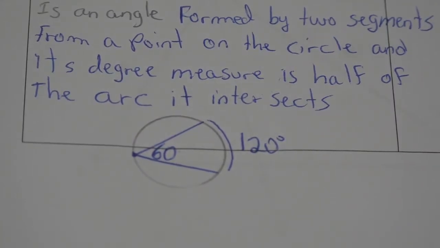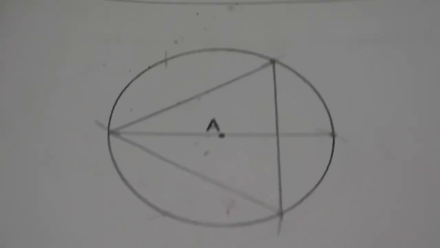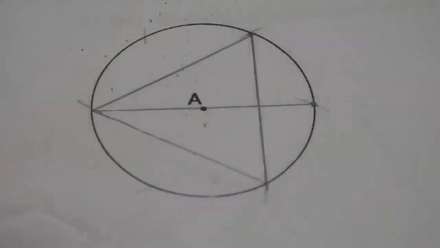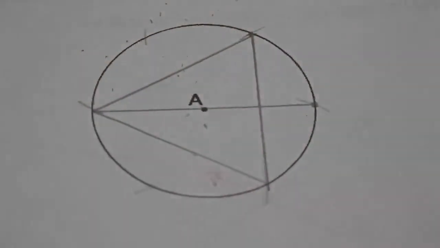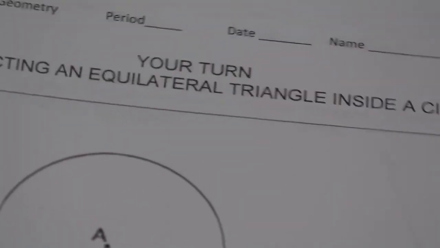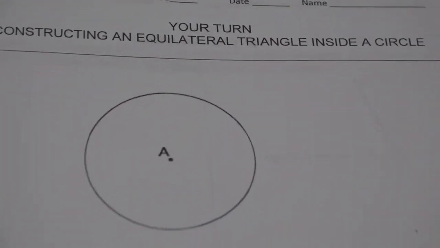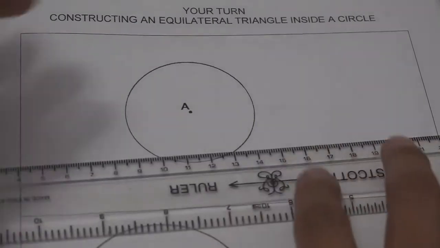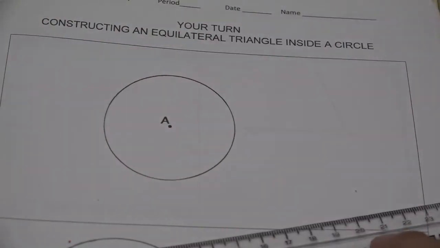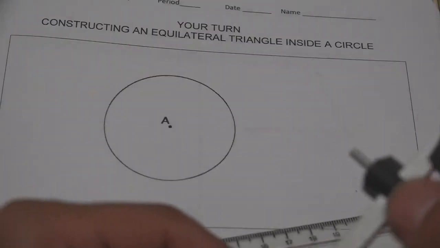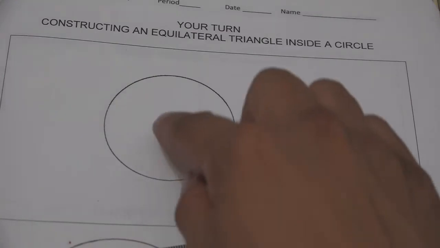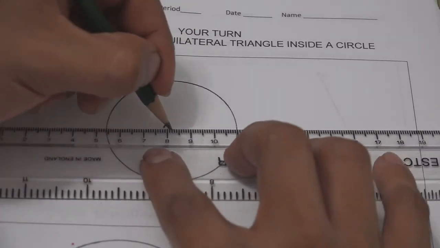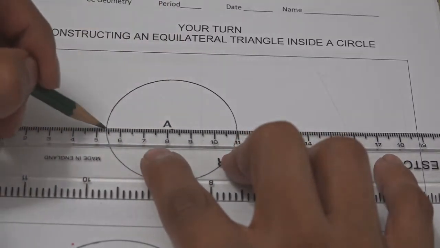Yeah, okay, fine, but why do I need to know that? Well, because that is the concept that we utilized when we were inscribing the equilateral triangle inside the circle. So let's go to page 21, and let's see if you understand what I'm about to say. So we know that this is a circle. Okay, so let us first just construct the diameter, just for the sake of doing it.